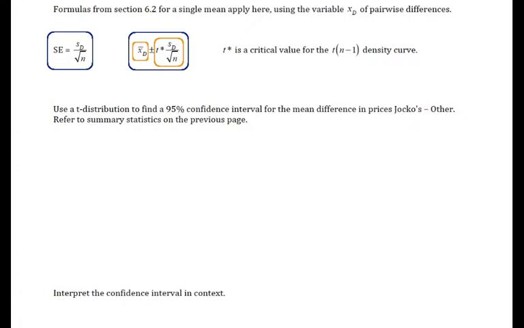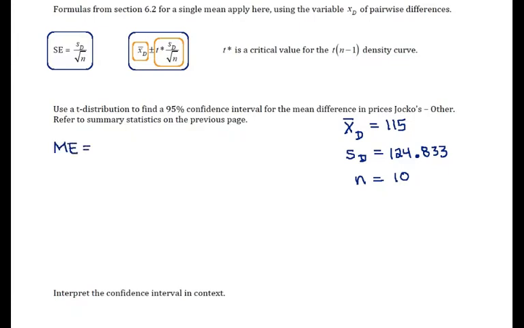So we'll use a t-distribution to find a 95% confidence interval for the mean difference in prices Jocko's minus other. We'll need to refer to summary statistics on the previous page for this. And the three values we're going to end up using I've written over here. X bar sub d is 115, s sub d is 124.833, and n is equal to 10. So let's find our margin of error.